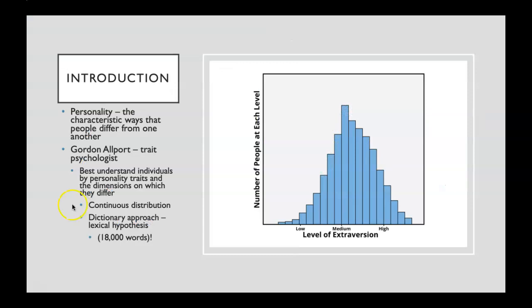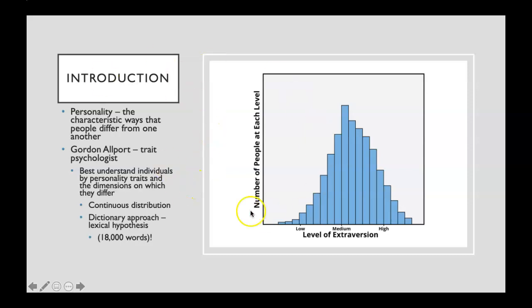And so in this introduction, we want to look at personality. Personality, as we're going to use it, is just the characteristic ways that people differ from one another. And we're going to look at those differences in traits. Now, Gordon Allport was the first psychologist or trait theorist who wanted to look at how we can observe those differences in people and how they think, how they behave, etc. And so he thought we best understood individuals by those personality traits and the dimensions on which they differ.